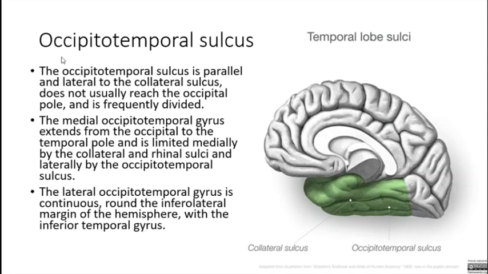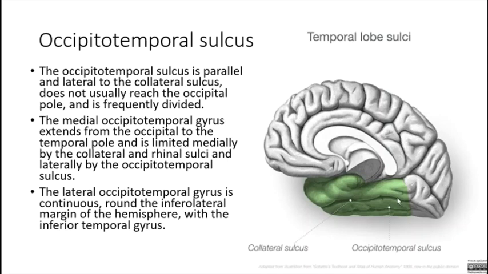So the occipitotemporal sulcus. This was the collateral sulcus. This is the occipitotemporal sulcus. On the inferior surface it is lateral to the collateral sulcus. So it is parallel and lateral to the collateral sulcus and does not usually reach the occipital pole. This is the occipital pole behind, and it is frequently divided. The medial occipitotemporal gyrus extends from the occipital to the temporal pole and is limited medially by the collateral sulcus. You can see this there.